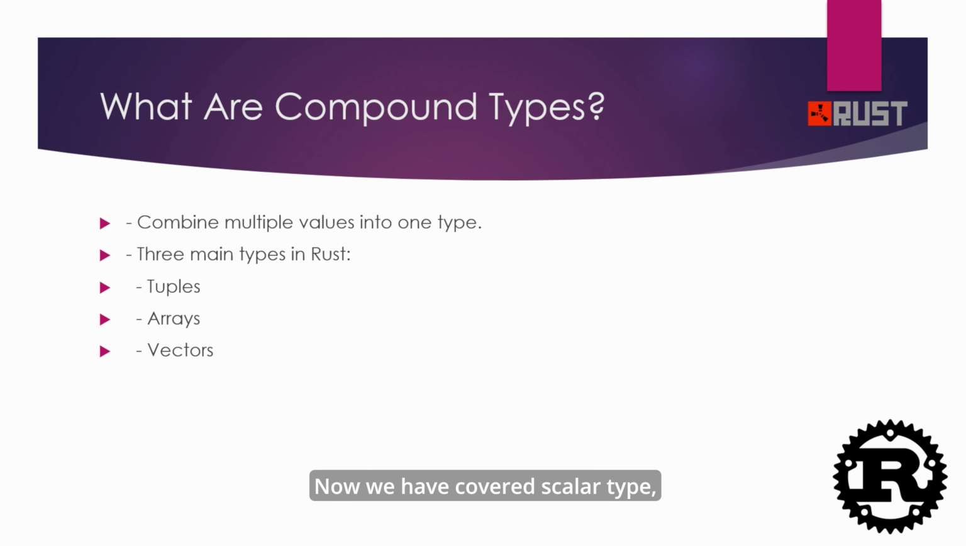Now we have covered scalar types. Let's talk about compound types. These are used to group multiple values into a single type. Rust provides three main compound types: tuples, arrays, and vectors. Each of these has unique uses and we will practice them thoroughly in upcoming videos.